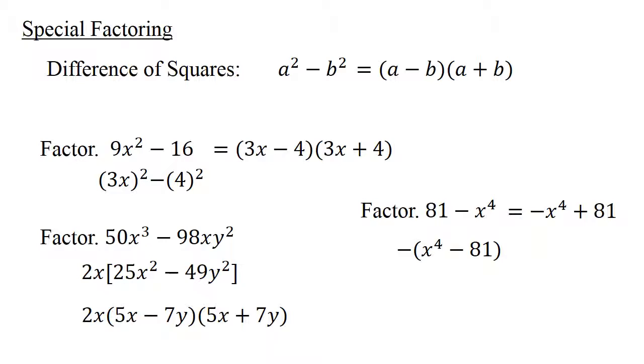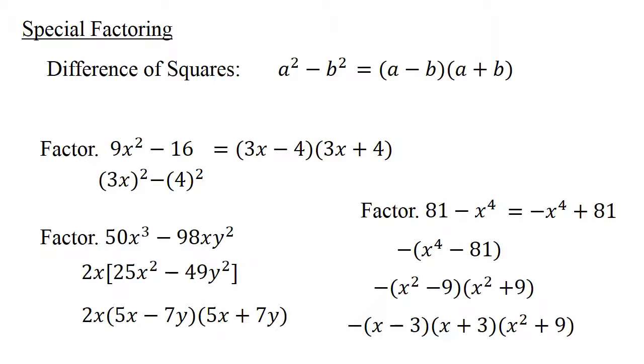And then this is the difference of squares. X squared, if you square that, you get x to the fourth, and 81 is 9 squared. So x squared minus 9, x squared plus 9. Now, I can't stop here because x squared minus 9 is still the difference of squares. X squared is a square, 9 is a square, 3 squared. So I could break that part down into x minus 3, x plus 3.